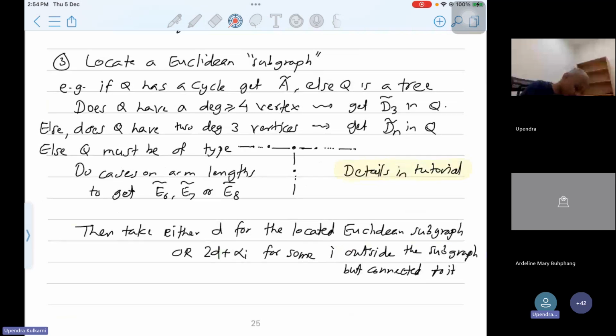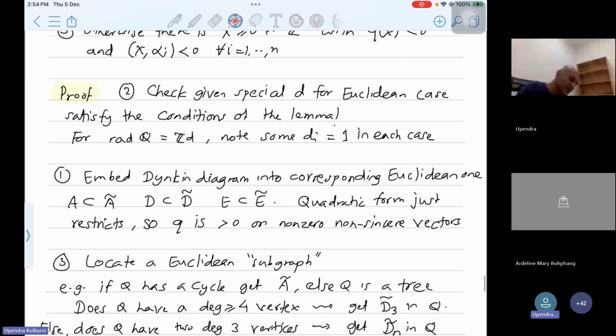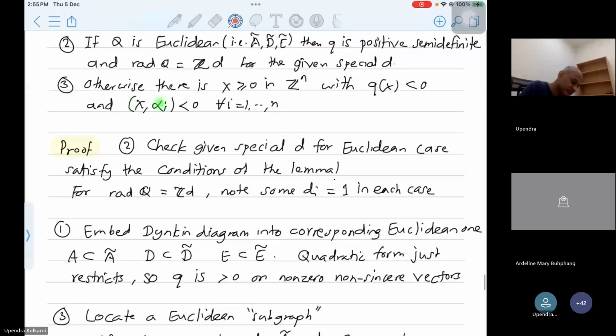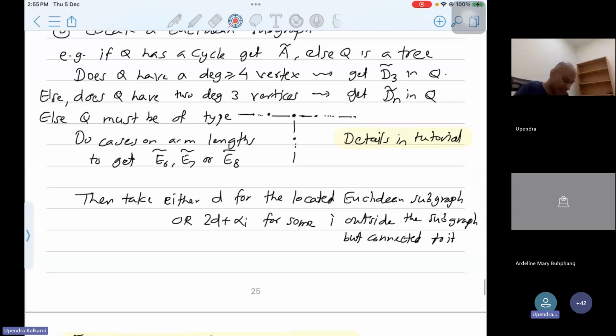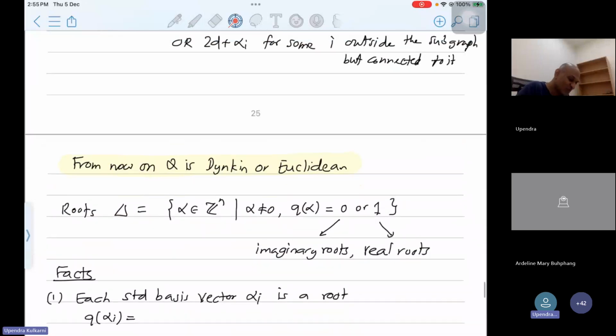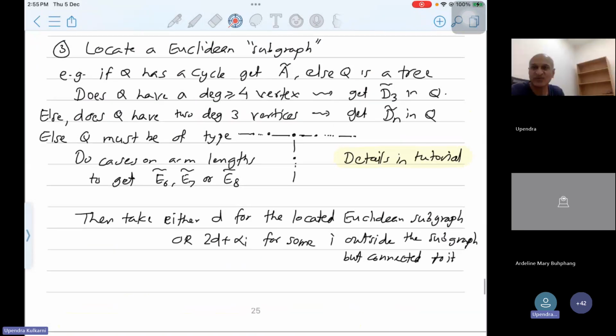So if you have some i outside the subgraph but connected to the one that I located, then you just take 2D plus alpha_i, and it's a matter of small calculation to see that the given condition is satisfied. Okay. So I don't want to get into the details of this because we really need to get back to representation theory. Okay. So any questions now? If there are any unanswered questions, perhaps we can try to discuss them. Is there anything? Yeah, one more.